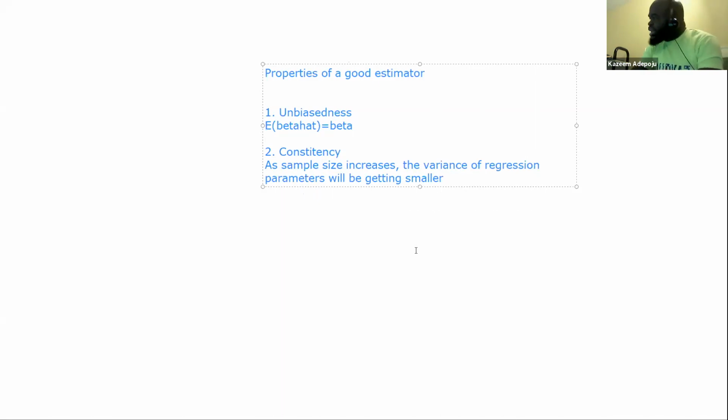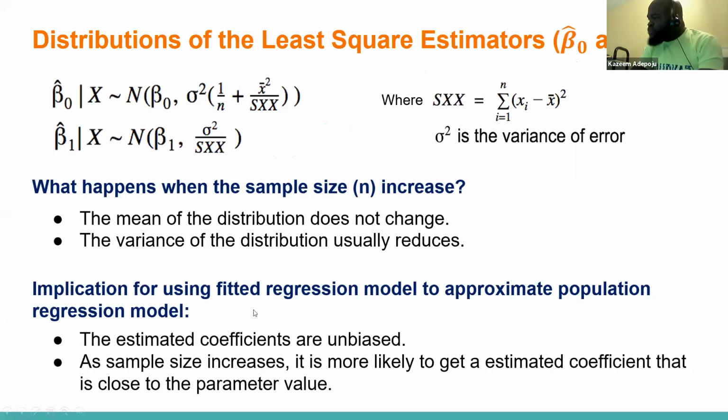Now, those are the two required properties: unbiasedness and consistency. It's very, very important. And in that way we can say that the fitted regression model can actually represent the population regression model.